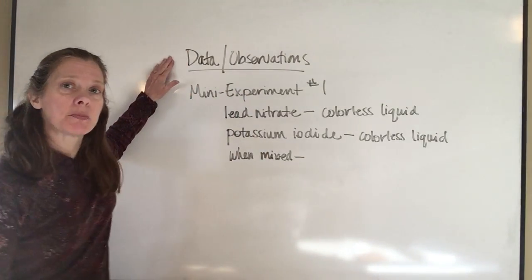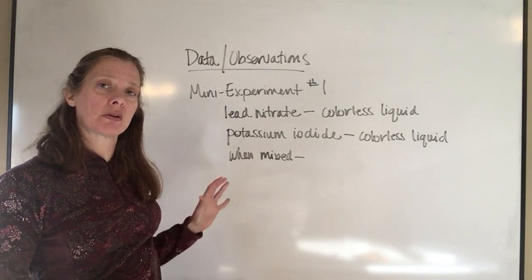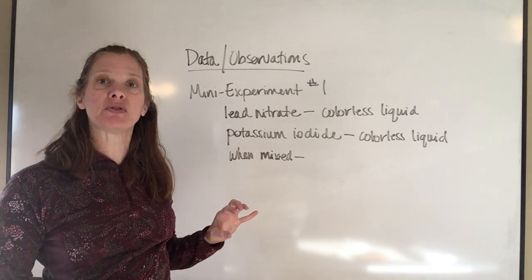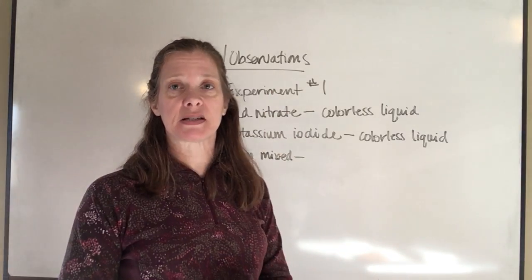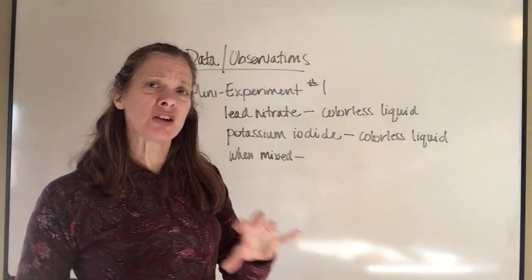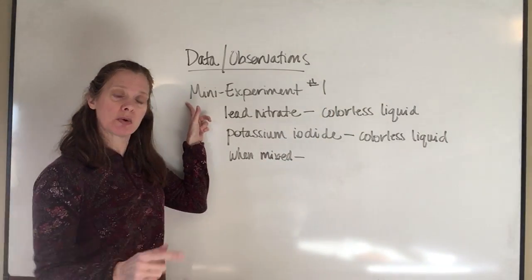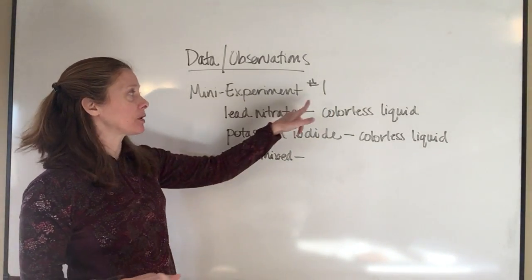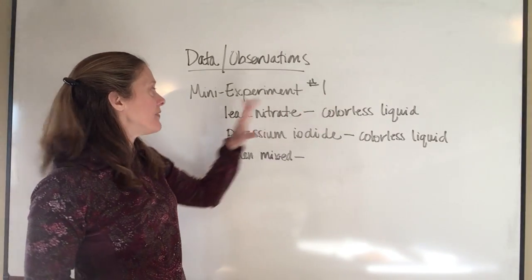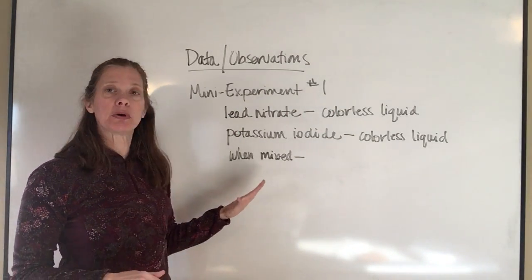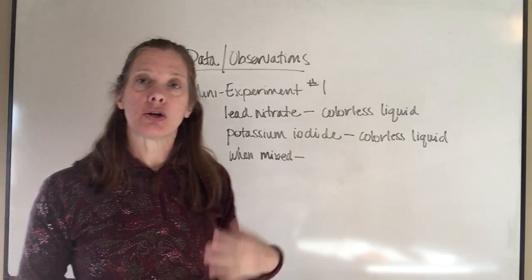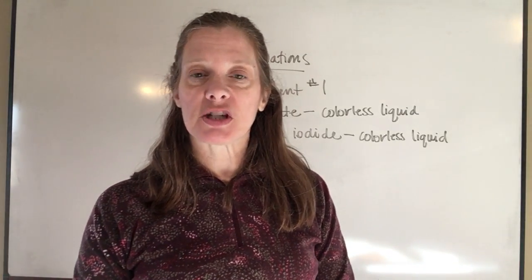In your data and observation section, if you've already looked at the lab, you'll see that there are a number of different what I call mini experiments. And for each mini experiment, what you want to do is tell me which mini experiment you're doing. So in this video, I'm actually going to do mini experiment number 1 for you. And then underneath that, you're going to be writing the information that you see as you do each experiment.